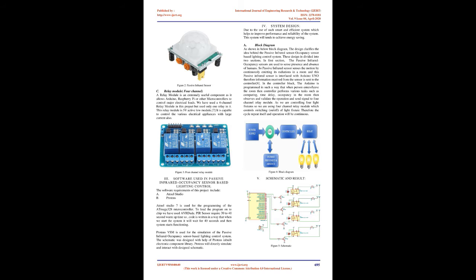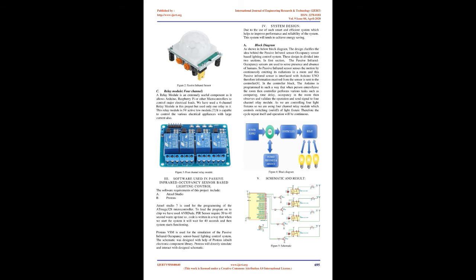B. Passive infrared sensor. A passive infrared sensor, PIR sensor, is an electronic sensor that measures infrared, IR, light radiating from objects in its field of view. They are most often used in passive infrared-based motion detectors.